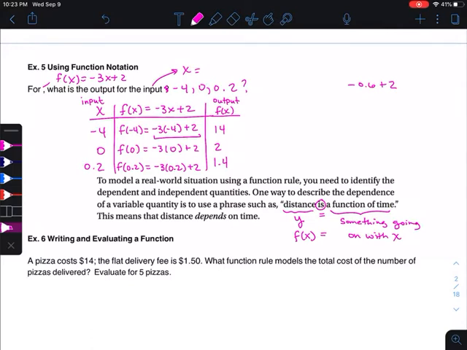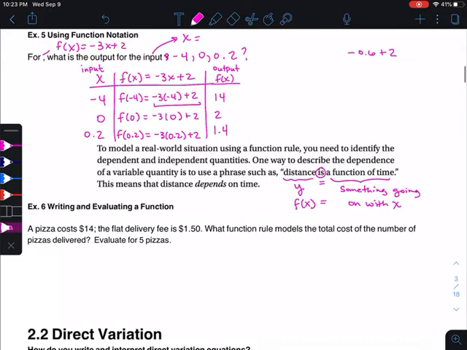So example 6. This is writing and evaluating a function. It says that a pizza costs $14. It says the flat delivery fee is $1.50. What function rule models the total cost of the number of pizzas delivered? And then it says to evaluate for 5 pizzas. So first thing we need to do is write a function rule. What does that mean? That means write out an equation. EQN is a way that I will abbreviate equation.